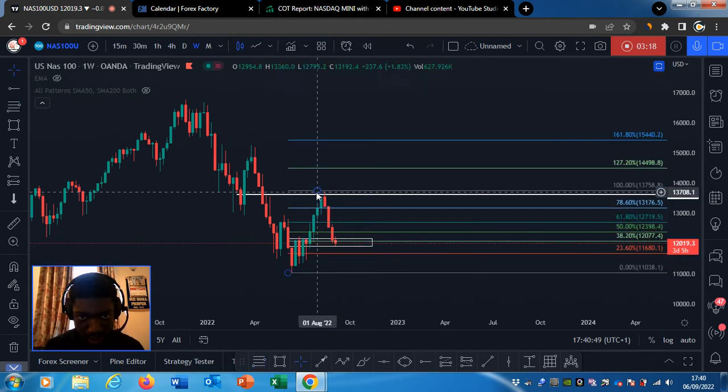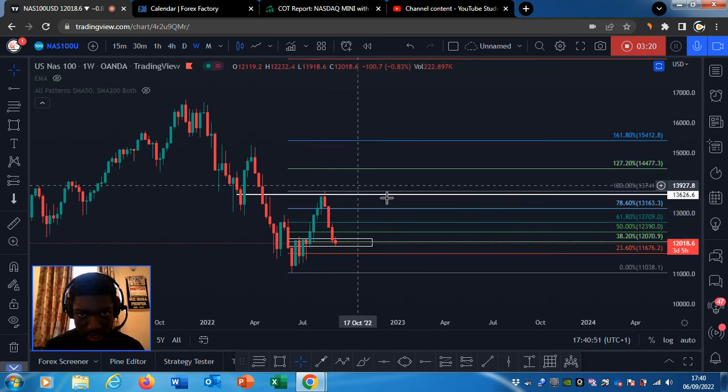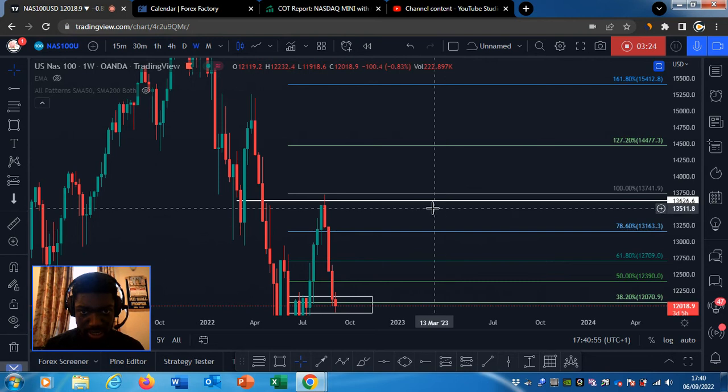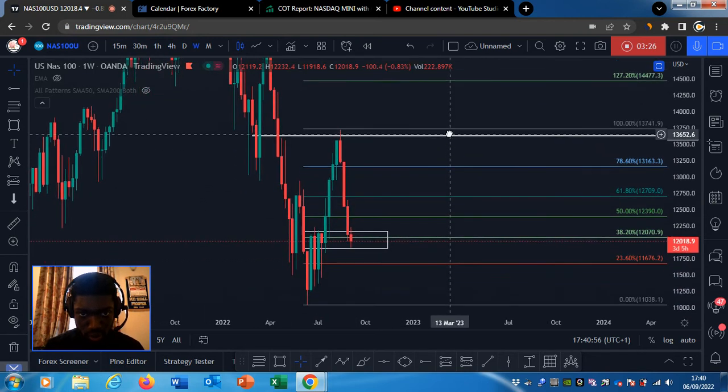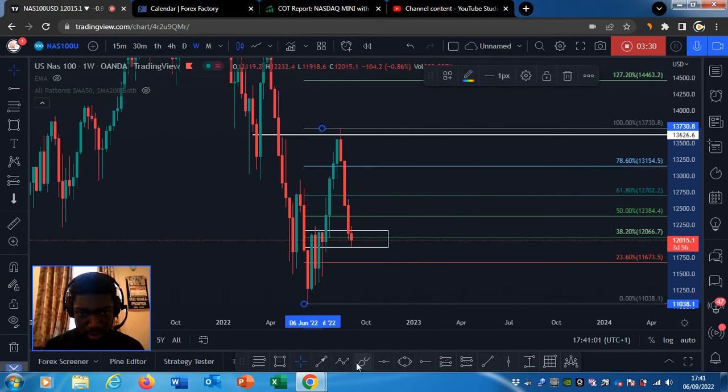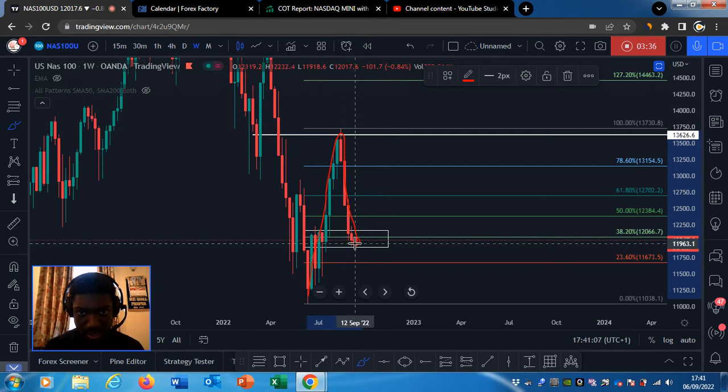We can see what the Fibonacci shows us from the lows to the high of this trend. As we can see here, price has perfectly tested the 38.2 ratio, showing this mini bullish trend from the low to the high. You can see that price has come and tested the 38.2.